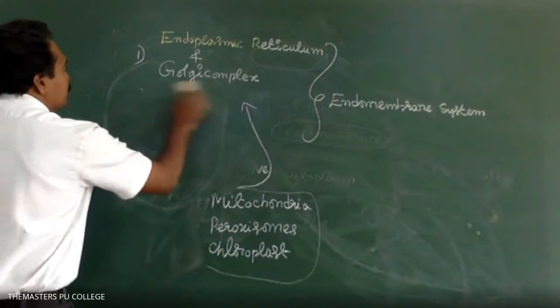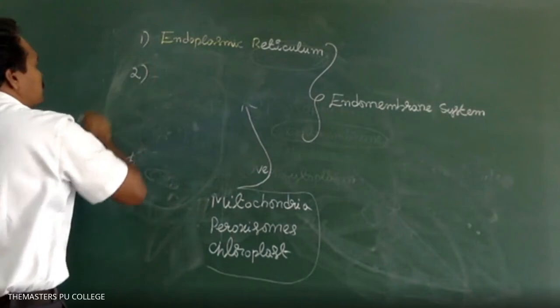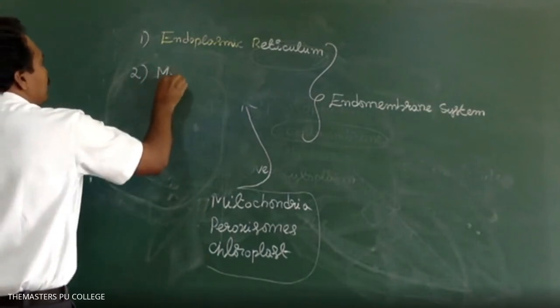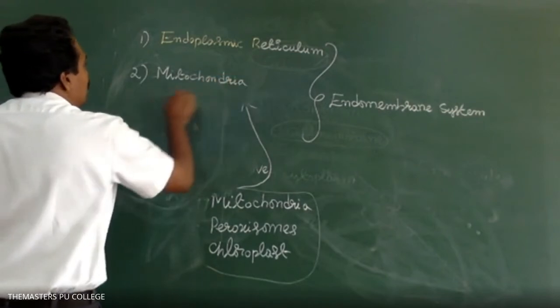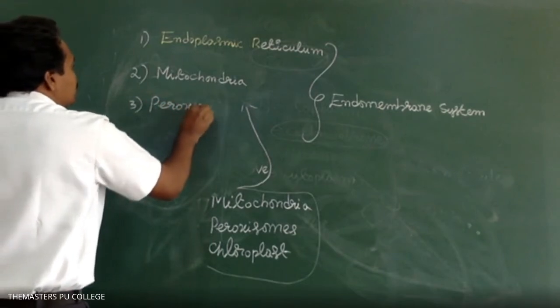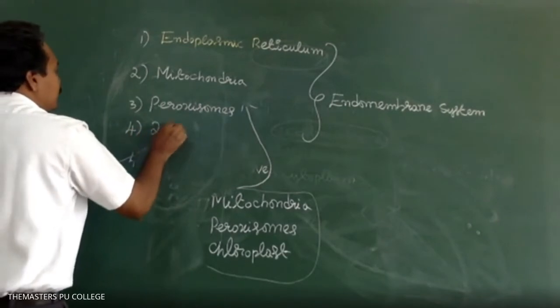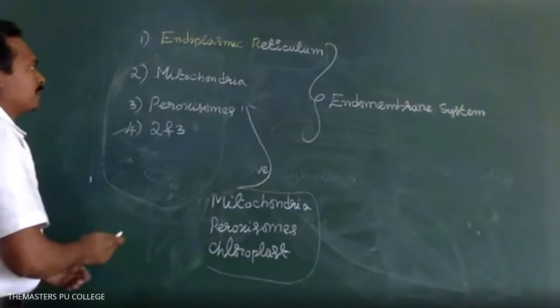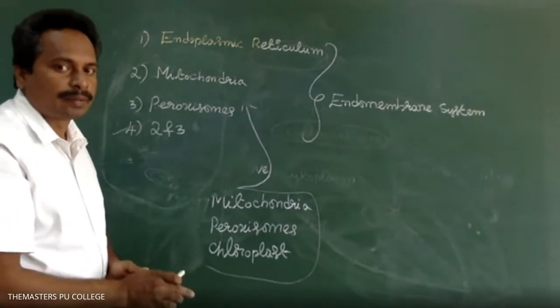Option 1 is endoplasmic reticulum. Option 2 is mitochondria. Option 3 is peroxisome. Option 4 is 2 and 3. What is the answer for this question? Option 4, 2 and 3. Mitochondria and peroxisomes are not included in the endomembrane system. Right.